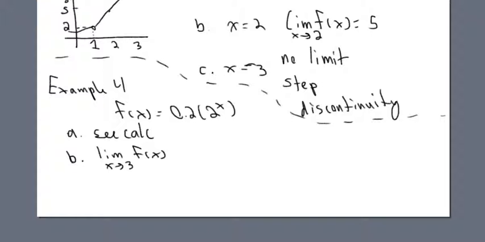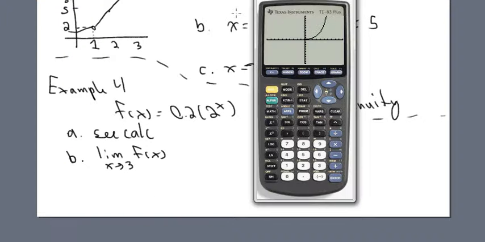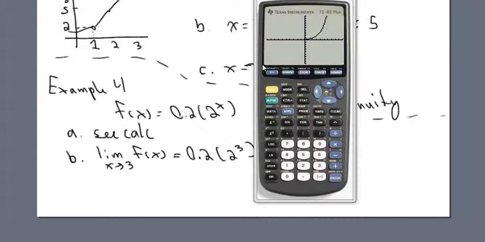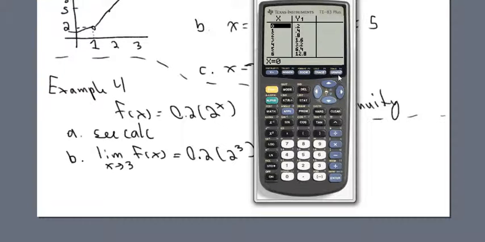Now, let's go ahead and pull up the grapher again. As x approaches 3. Now, in this situation, there's not really much of an issue. All I need to do is plug 3 into my equation. So I can say it's 0.2 times 2 to the 3. So 2 to the 3 is 8 times 0.2 is 1.6. If I look at my table, I should see a 1.6 there. I do, at 3. So that's not an issue.